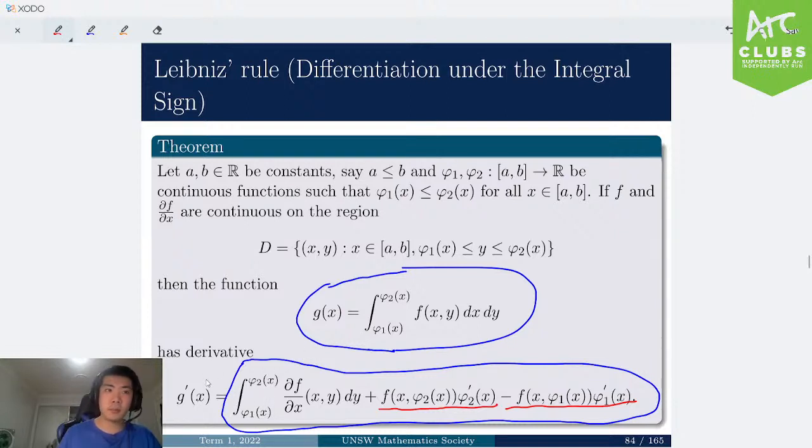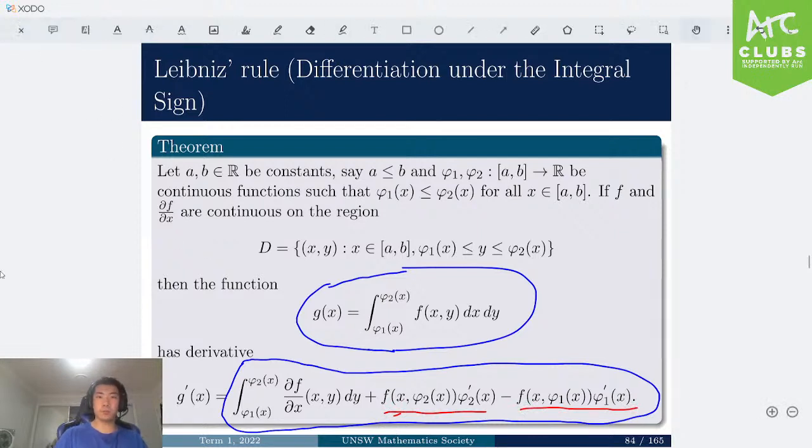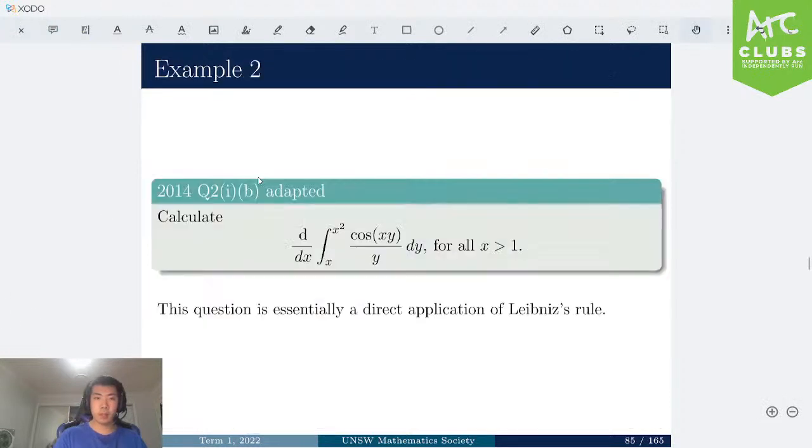Notice in differentiation under the integral sign, these terms here do not exist because phi 2 and phi 1 are simply constants. So the derivative of a constant is just 0. That's why that term is gone, causing this term to be gone, and this term is gone, causing this term to be gone. But the full Leibniz's rule is as stated here. Okay, let's move on to some applications. So some questions related to Leibniz's rule. Move on to the next page.